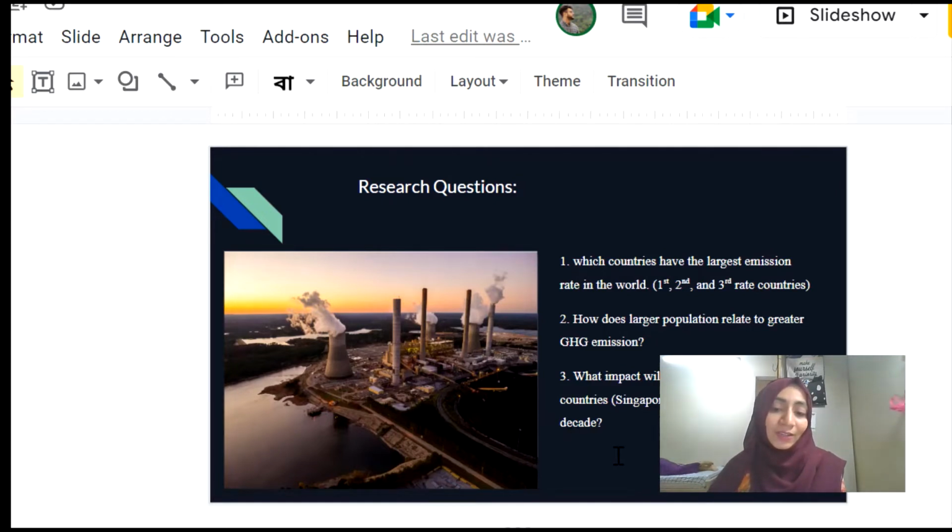The second question is how does a large population relate to greater greenhouse gas emission, and the third one is what impact will greenhouse gas have on leading countries like Singapore, Malaysia, Bangladesh, Sri Lanka, and the USA, or maybe China, within a decade.